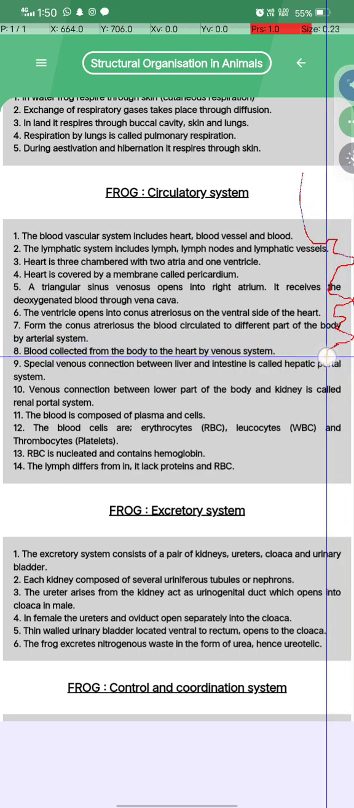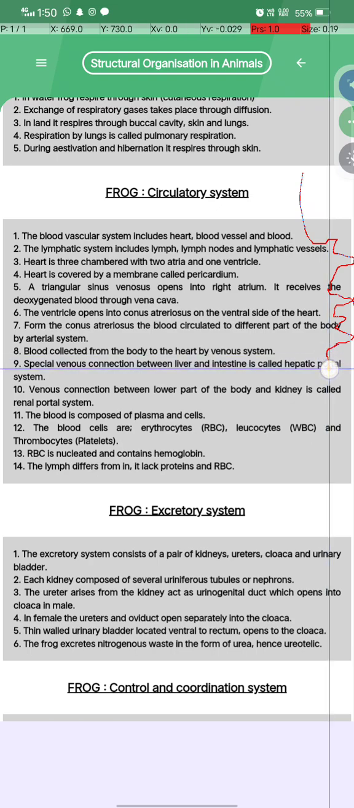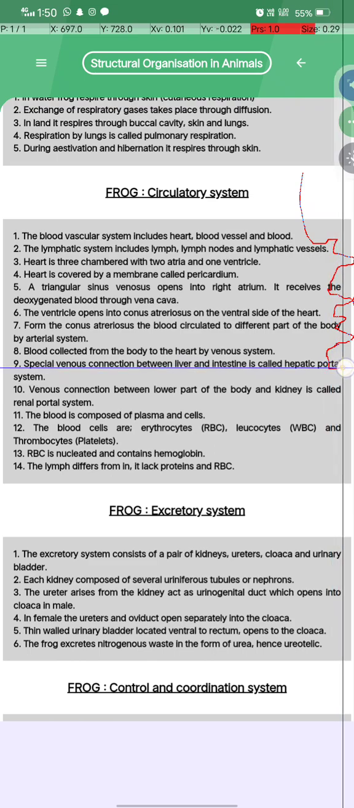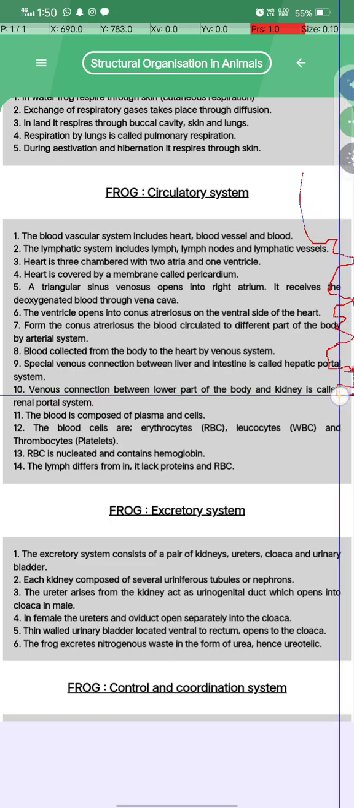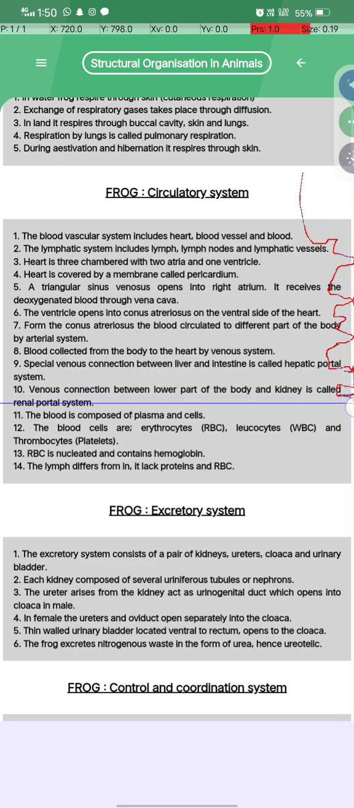The blood is collected from the body to the heart by the venous system. The venous connection between the liver and the intestine is called the hepatic portal system. The venous connection between the lower part of the body and the kidney is called the renal portal system.